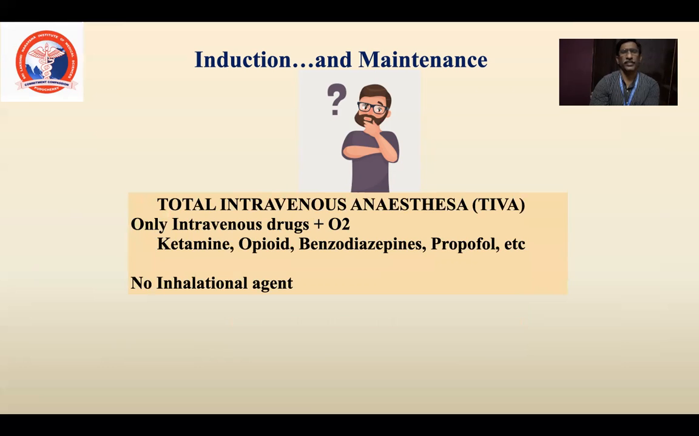Then what we call total intravenous anesthesia, TIVA. Here we use only intravenous drugs and oxygen. We don't use any inhalation agents. The typical combination of intravenous drugs is as follows: ketamine, opioid, benzodiazepines, propofol infusion, etc. So here we don't give any inhalation agent, we give only oxygen. This technique is called TIVA or total intravenous anesthesia.